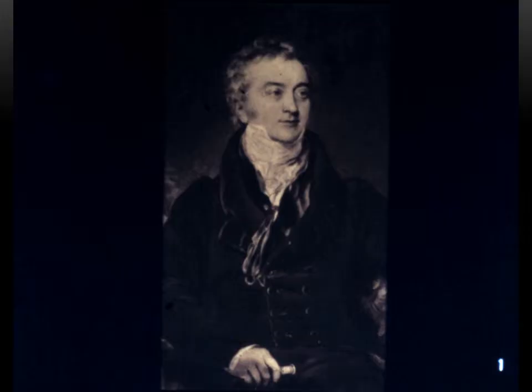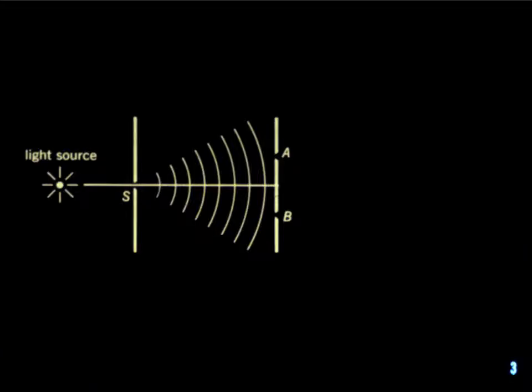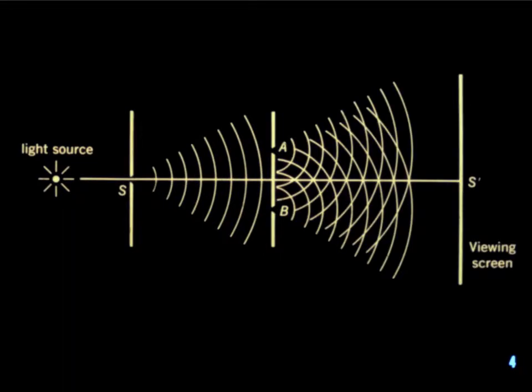In 1801, Thomas Young performed the experiment which provided the first solid evidence for the wave theory of light. He created a narrow beam by letting a light source shine through a slit S, then let it fall on a screen with two slits A and B close together, and finally let it shine on a second screen, S prime.